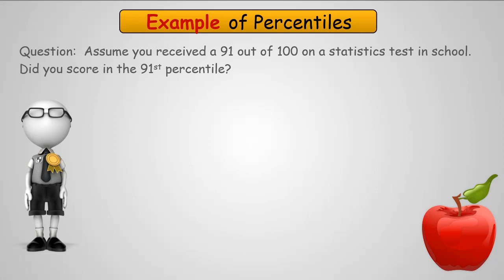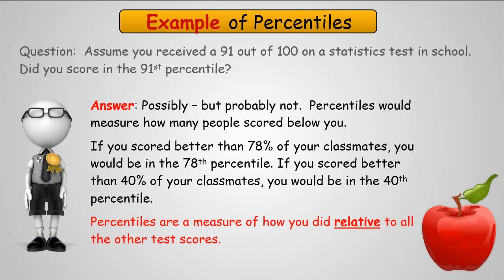So let's see if you understand this now. Question: assume you received a 91 out of 100 on a statistical test in school. Did you score in the 91st percentile? The answer is probably not. Percentiles measure your score relative to how many people scored below you. So the only way you could score in the 91st percentile is if 91% of the people scored below you. So if you scored better than 78% of your classmates, you would be in the 78th percentile, and so on.